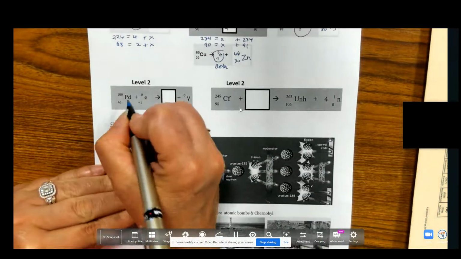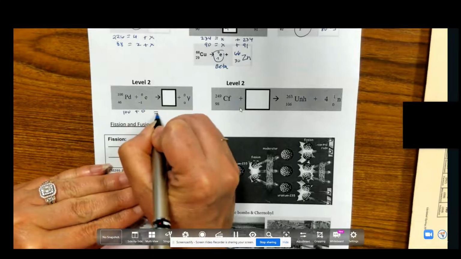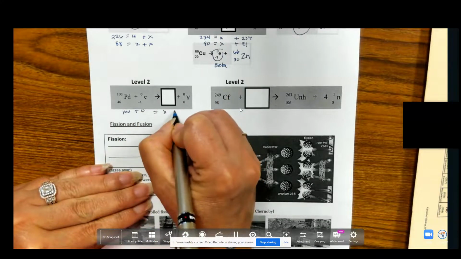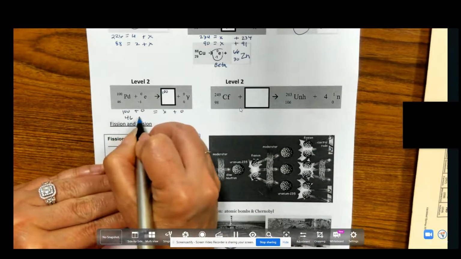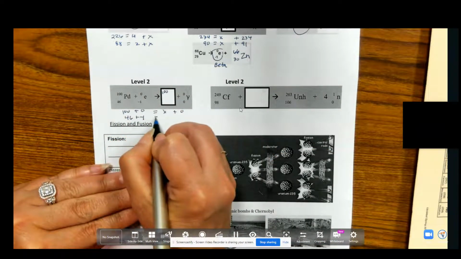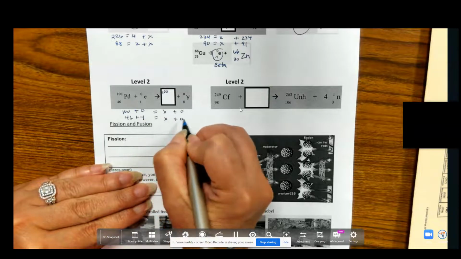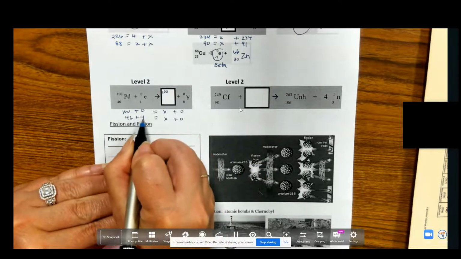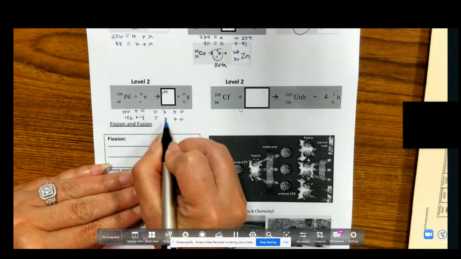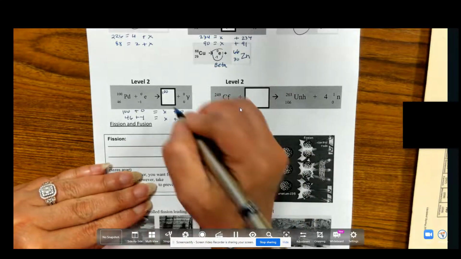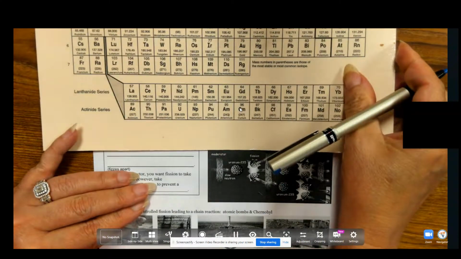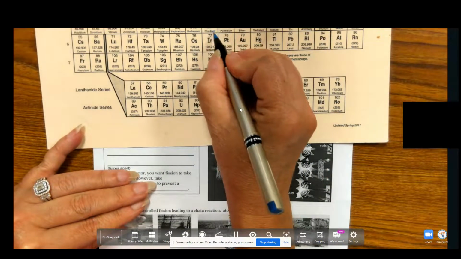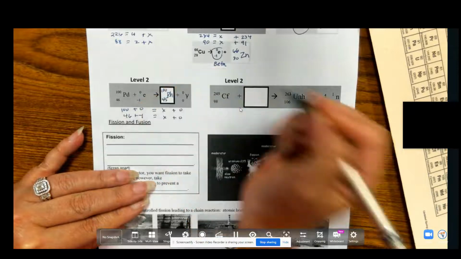I'm going 100 plus 0 and then equals, that's where the arrow is, something plus 0. Well, that's got to be 100. Okay, then the bottom, 46 plus negative 1 equals something plus 0. So that's like 46 minus 1. That's 45 equals something plus 0, that would have to be 45, right? Okay, then we look to see what is element 45. That's Rh, rhodium, so Rh, okay?